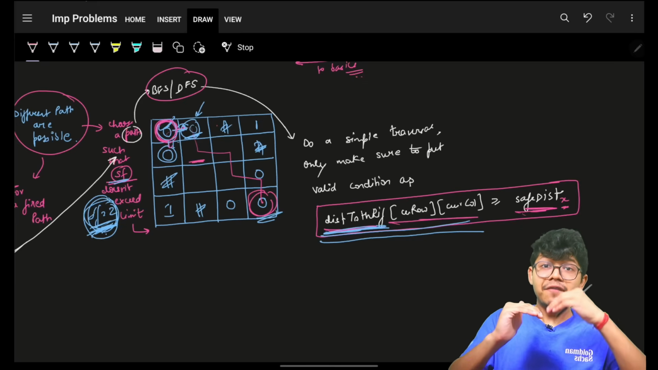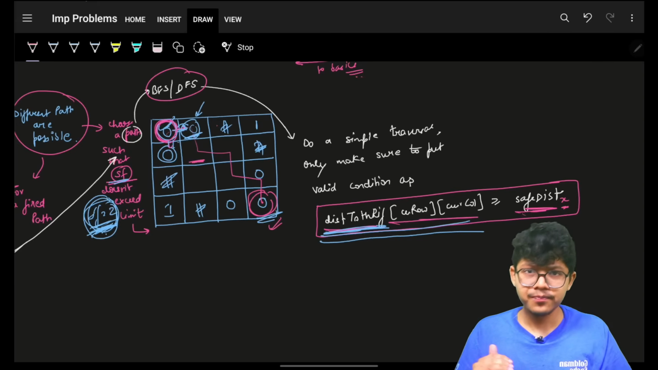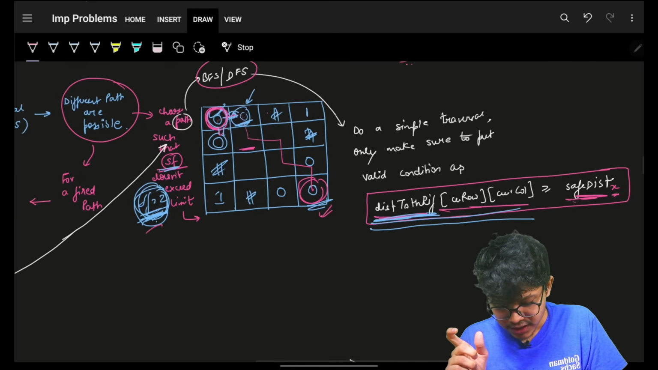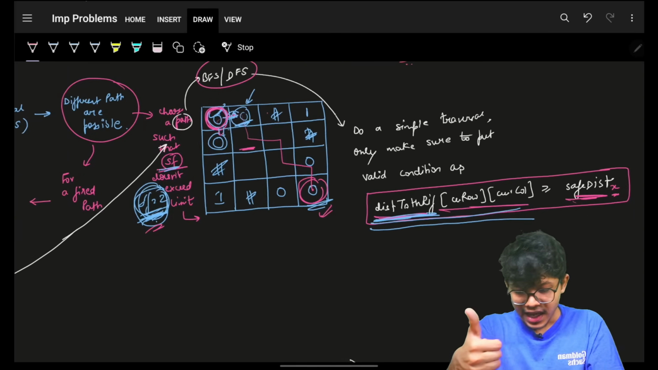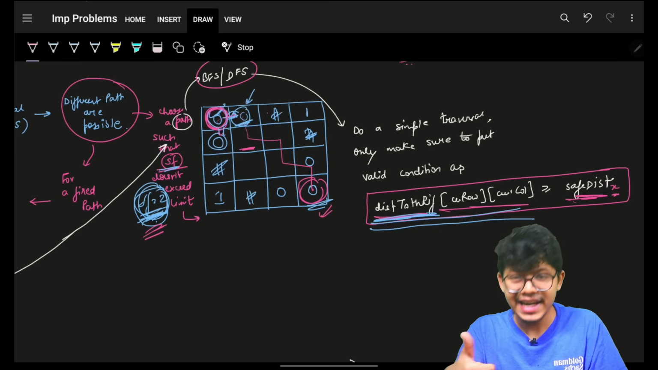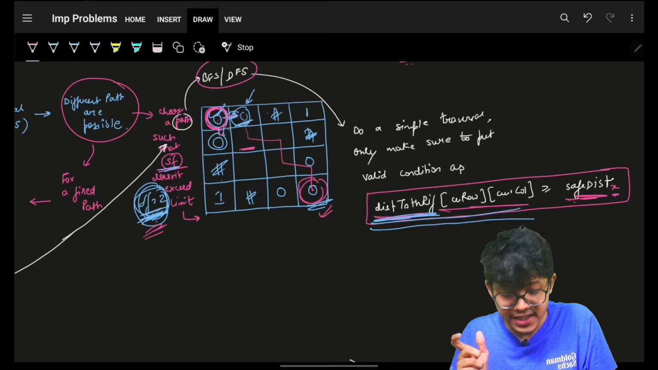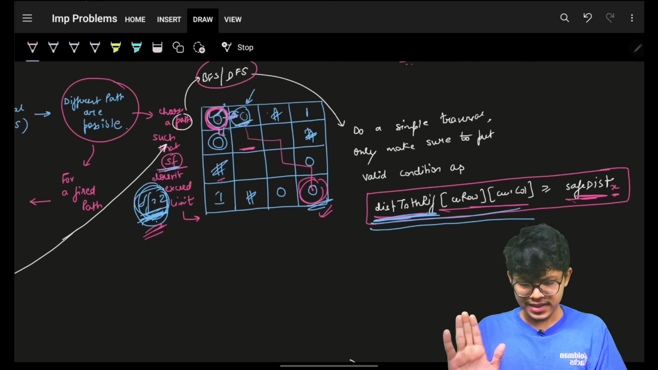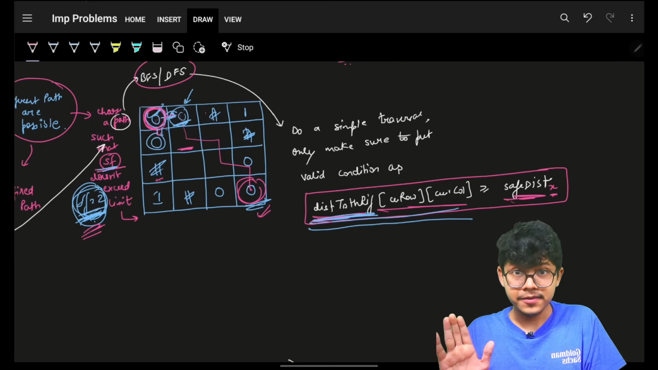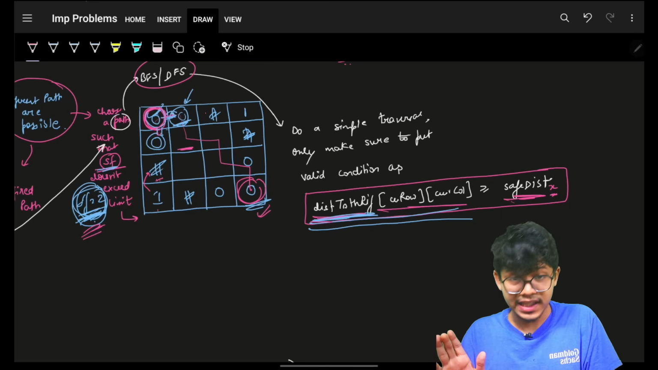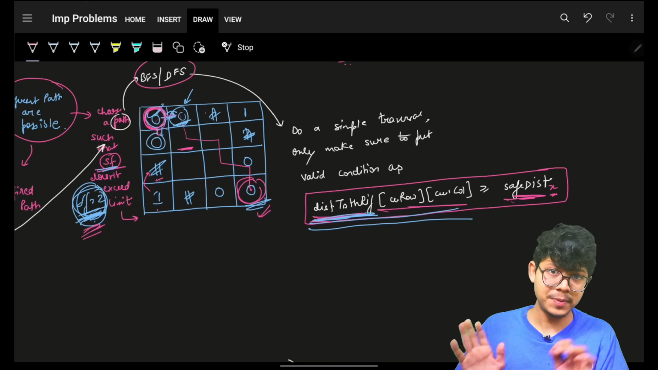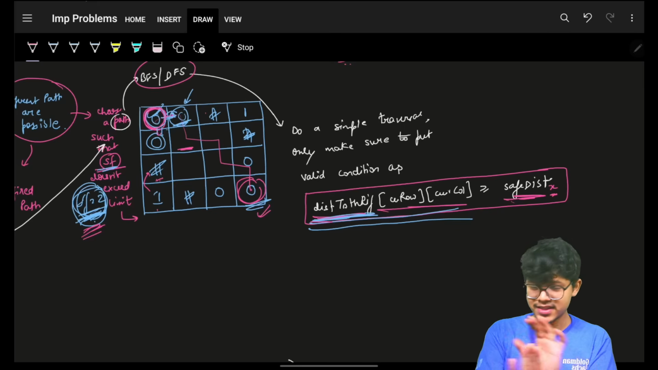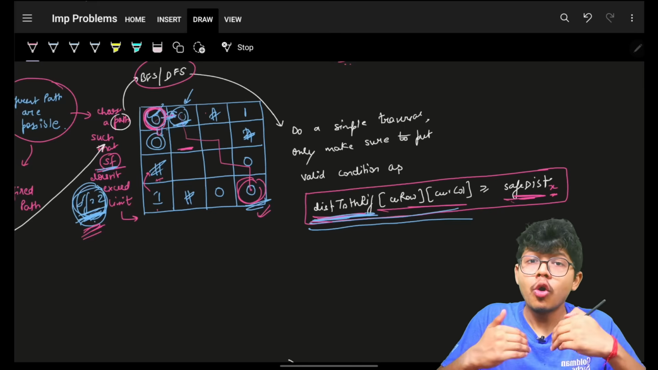If, without touching a hash, you can reach your last cell, that means you actually have a path which validates this safest factor. And how do you build this hash? You build it by saying that if my distance to the thief is less than my safest factor, then it's a hash for me, an obstacle for me. I cannot go onto this cell at all.